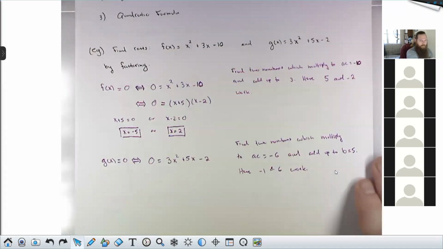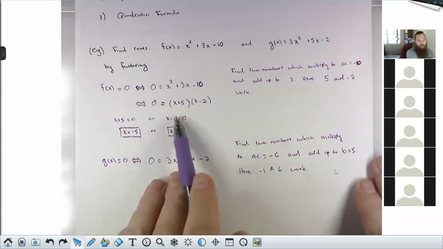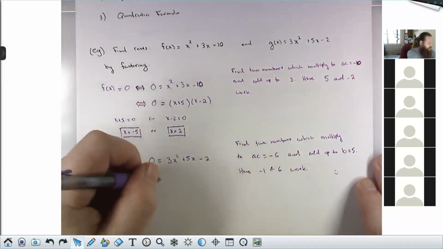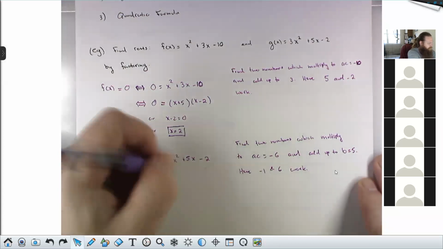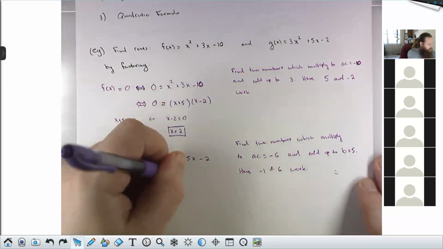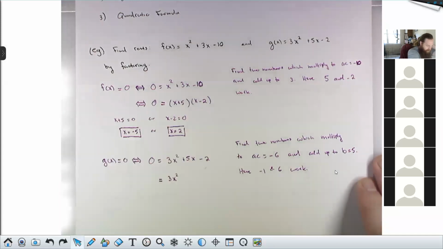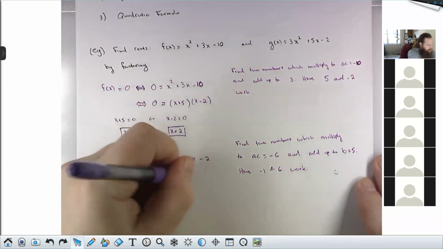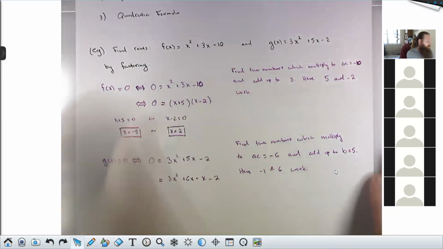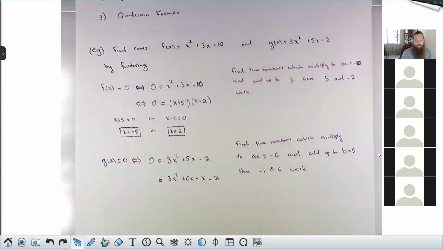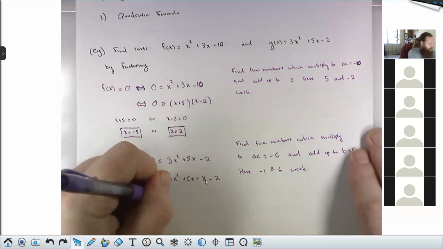So unfortunately, we cannot jump from these immediately to our factors. What you can do is use these two numbers to rewrite the middle term. So I'll take my 3x squared plus 5x minus 2 and rewrite that as 3x squared plus 6x minus 1x minus 2. I can do that because these two numbers have to add up to b, to 5. So 5x is the same as 6x minus 1x. And then you factor by grouping.